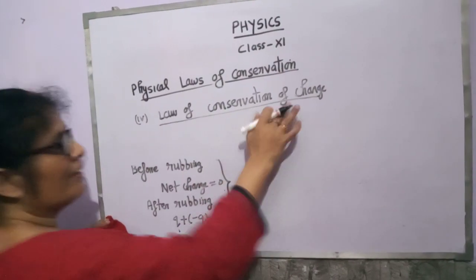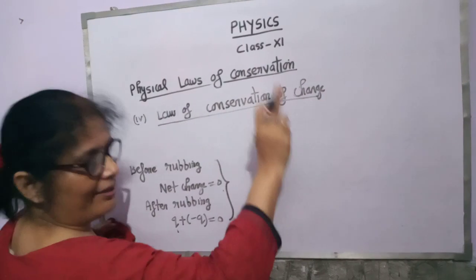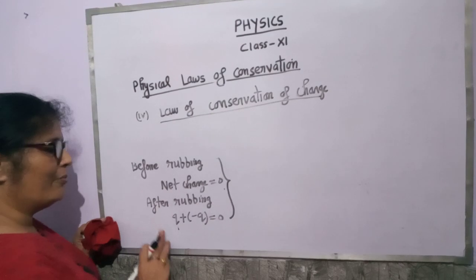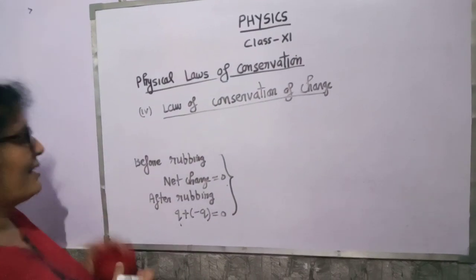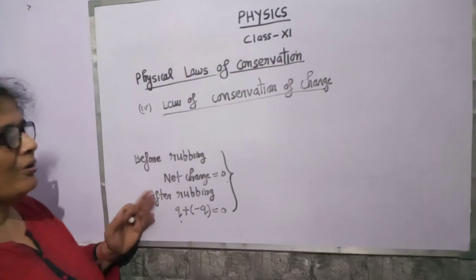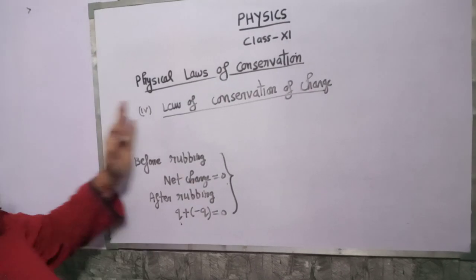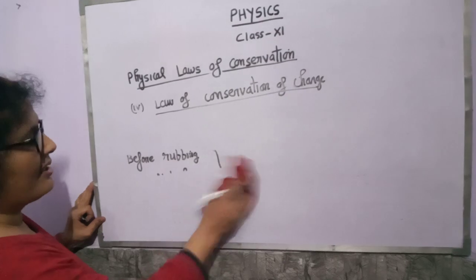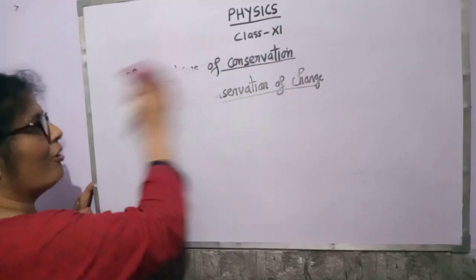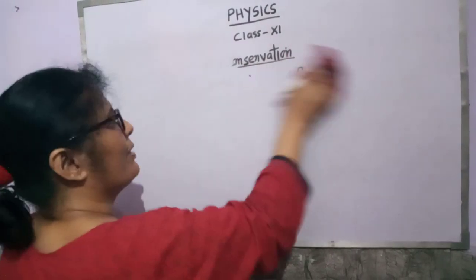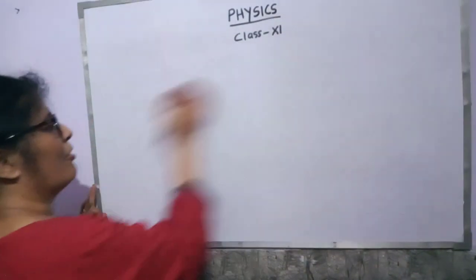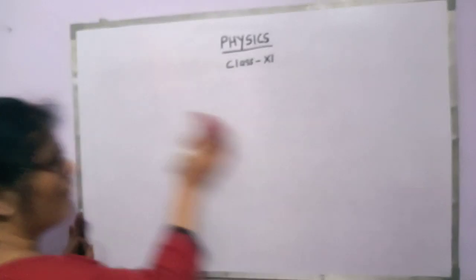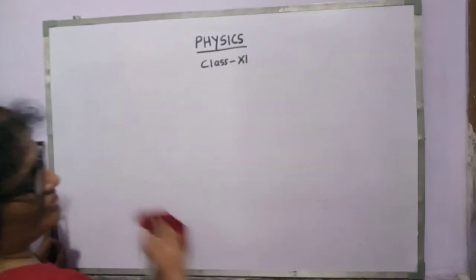Again, charge can neither be created nor destroyed. It can be transferred from one body to another. These are your physical laws of conservation. The first law is the law of conservation of energy. The second law is the law of conservation of linear momentum. The third law is the law of conservation of angular momentum. And the last one is the law of conservation of charge.